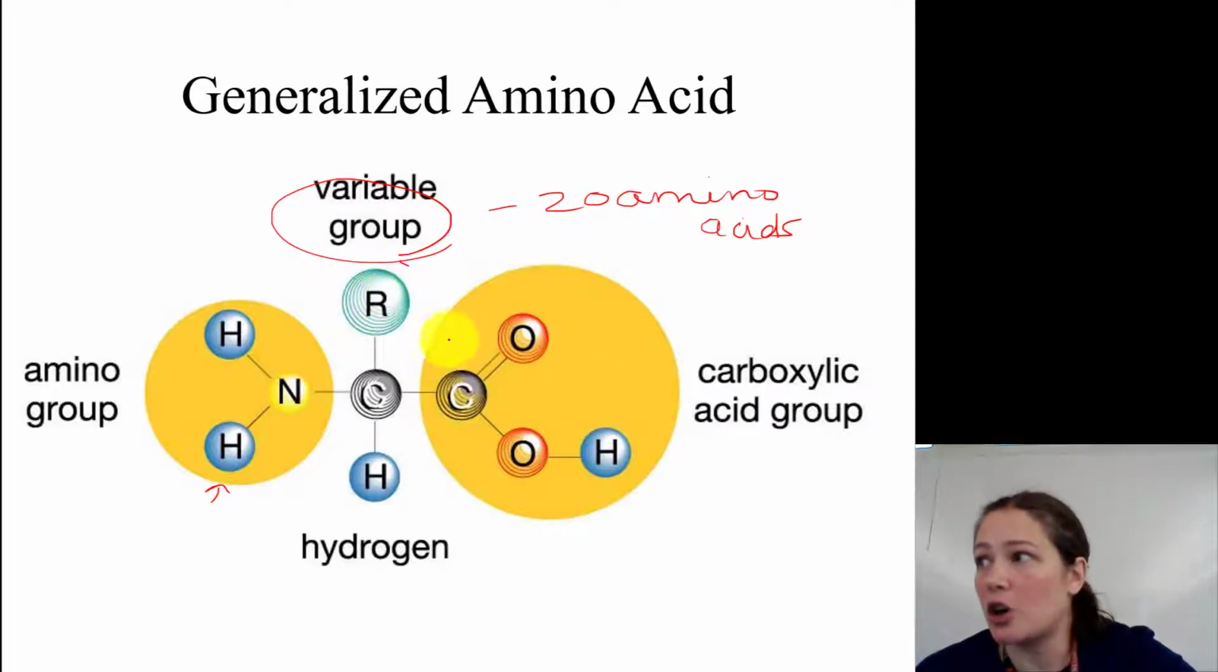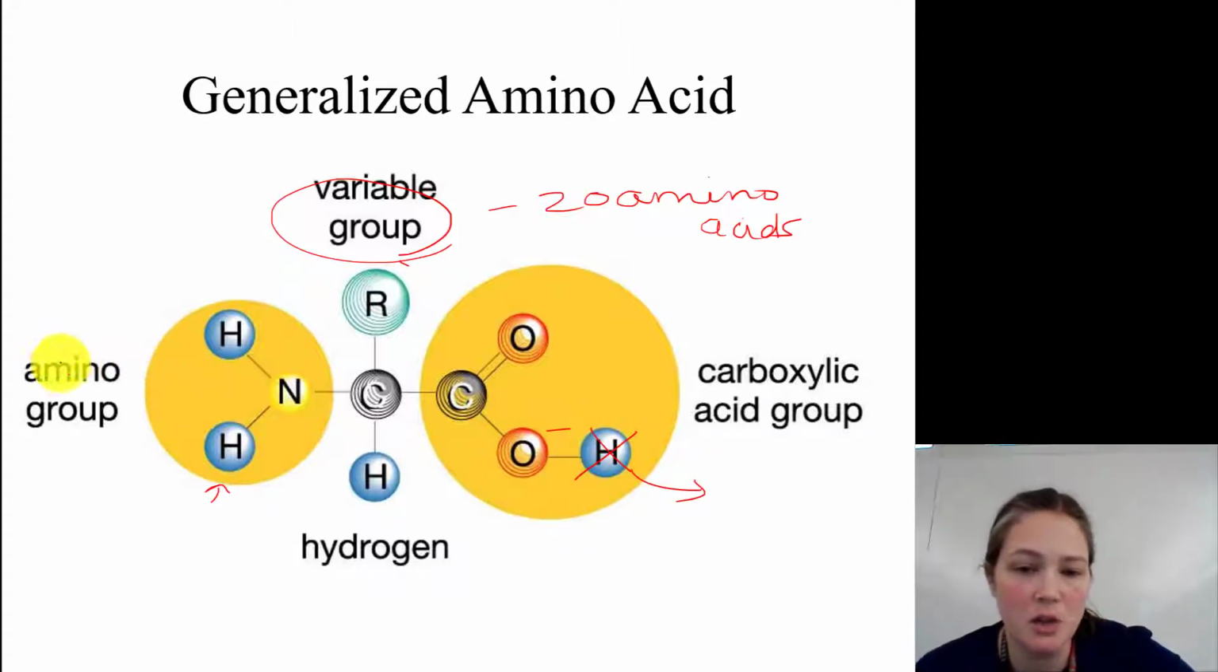Now, in nature, what usually happens is an amino acid that's floating around by itself will generally lose this hydrogen. It normally ionizes. It loses this hydrogen, and this picks up a hydrogen. So you may see that ionized form in diagrams. You may see NH3 plus and COO minus. That's generally how it exists in nature.